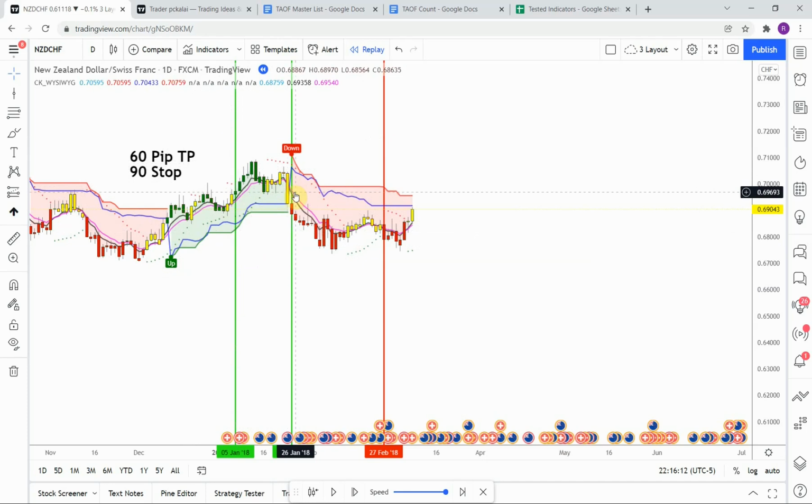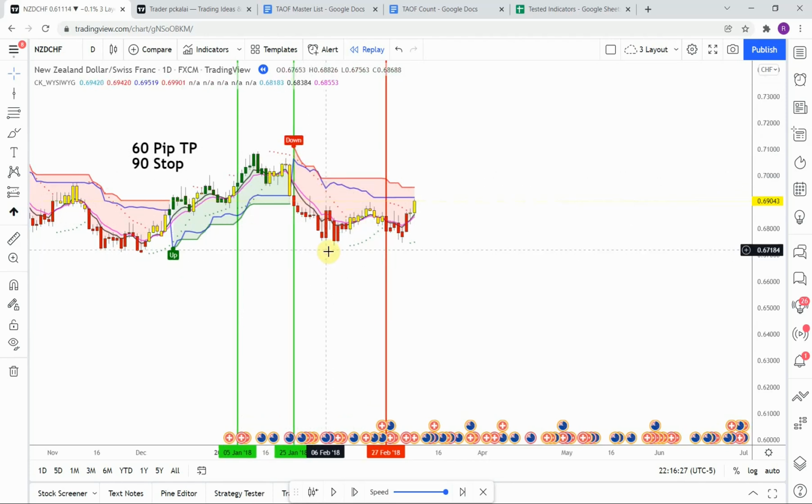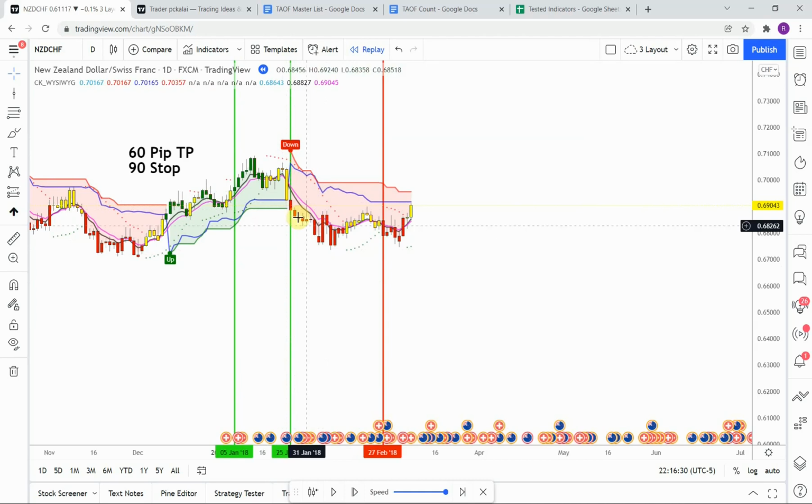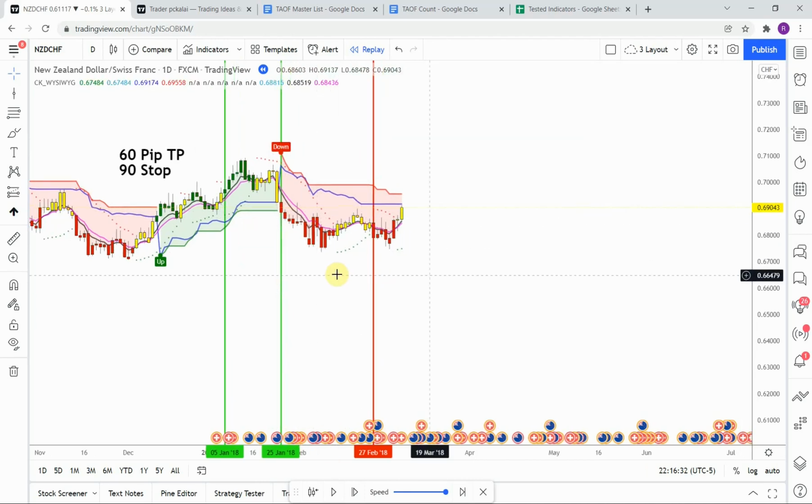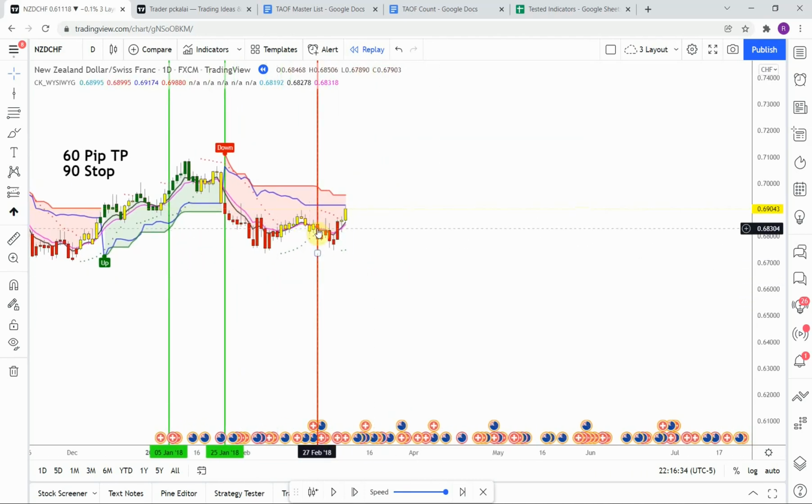Then over here on this side, we pick up a short. As soon as we pick up the downtrend cloud, which is basically like a super trend, the red cloud, you can see that we also have the red candles as a short. And then this one right here is another short.